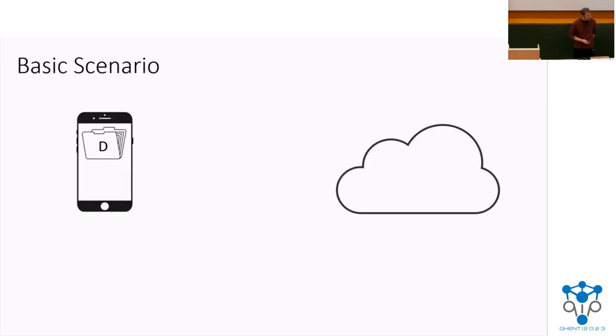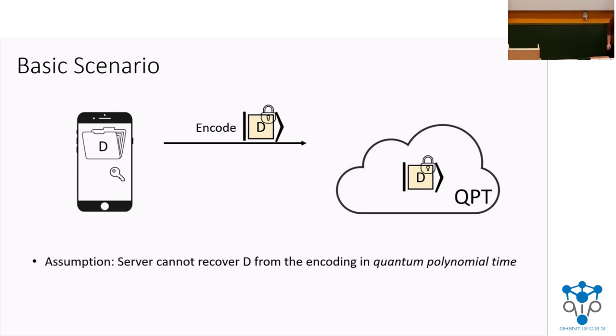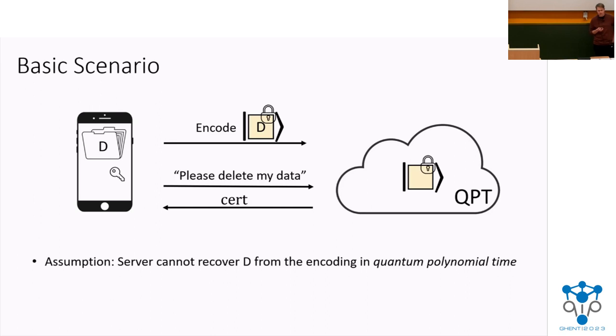Okay? So the basic scenario that we'll be considering is you have some client with some data that they would like to encrypt and upload to the cloud, right? So just store on the cloud. And we'll model the cloud for now as being quantum polynomial time and assume they can't break the encryption scheme. But the reason we're using quantum encodings for this is because we're going to ask for some more from the security property. And we're going to allow the client to, if they want, later request that the server permanently deletes their data. And we want to allow the server to do that and return a certificate or a proof that they actually deleted it.